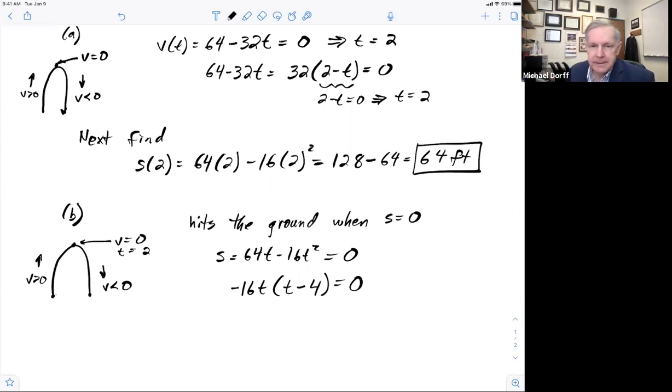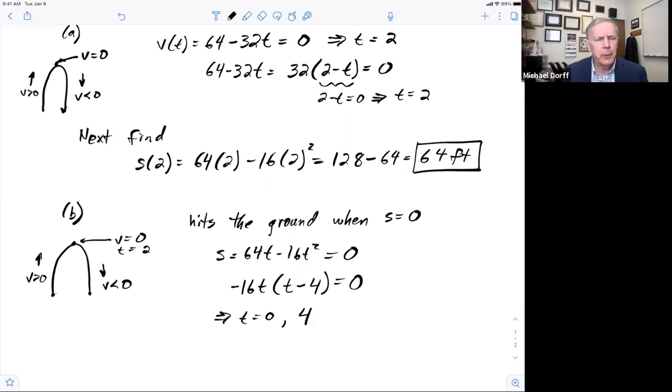And now when does negative 16t times t minus 4 equal 0? Well, that means that either t equals 0 or t equals 4. So does this mean it hits the ground twice? No. What happens when t equals 0? Well, that's before you threw it off, before it was projected into the air. All right. And then t equals 4 is when it hits the ground.